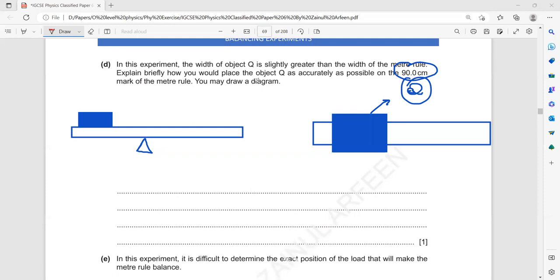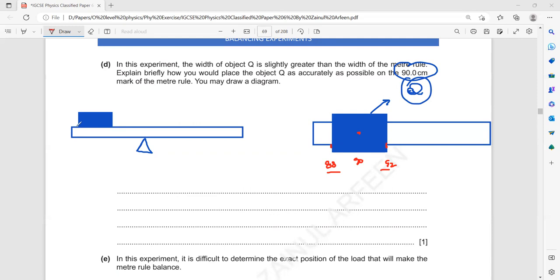So what we can do is take the average of the two values, for example, if this is 88 and this one is 92. So the average of the two values should be equal to 90. When we place the meter rule and take the average of the two readings, before and after, the average of the two readings should be 90. So we can identify that the center will lie at the 90 centimeter mark.